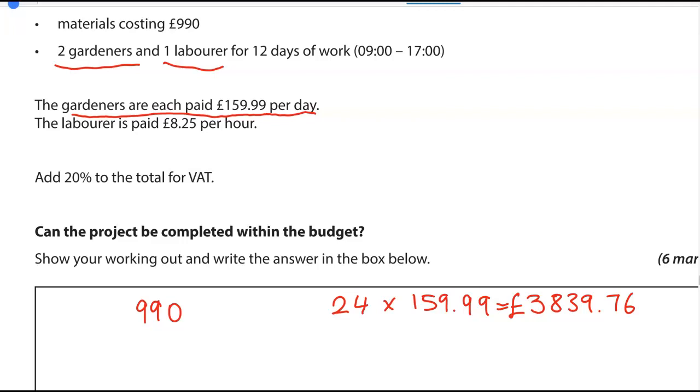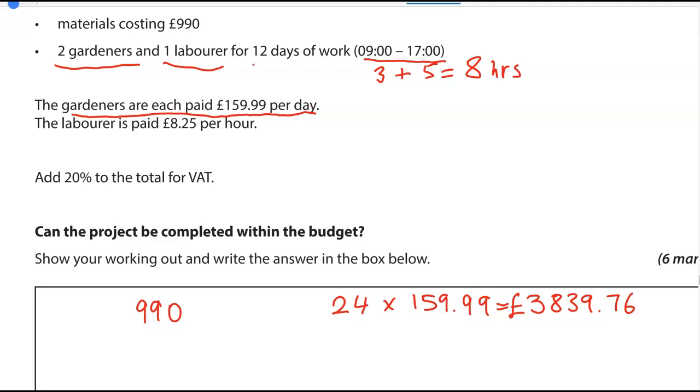And then we have 1 labourer. So the labourer is paid per hour. In 1 day, they're going to be working how many hours? So from 9 to 10, 11, 12, that is 3 hours. So 3 hours in the morning. And then from 12 to 5, that is 5 hours. So this is 8 hours for 1 day.